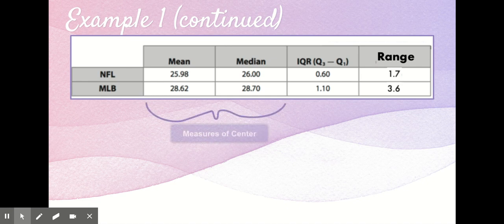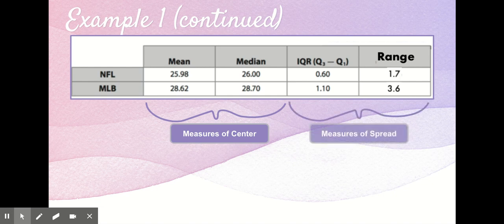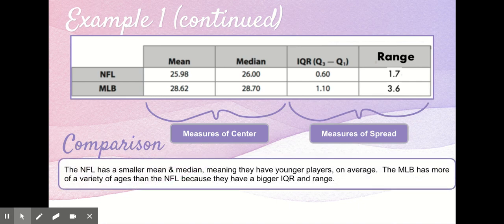This part right here, the mean and median, represent the measures of center. The IQR and the range represent measures of spread. So for our comparison, if we look at the mean and median of the NFL and compare it to the mean and median of the MLB, we notice the NFL has a smaller mean and median, meaning they have younger players on average. The MLB has more of a variety of ages than NFL if we compare the measures of spread, because they have a bigger IQR and a bigger range. So if you notice for IQR and range, the MLB values are higher than the NFL.